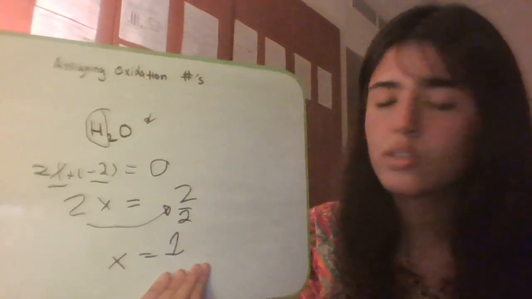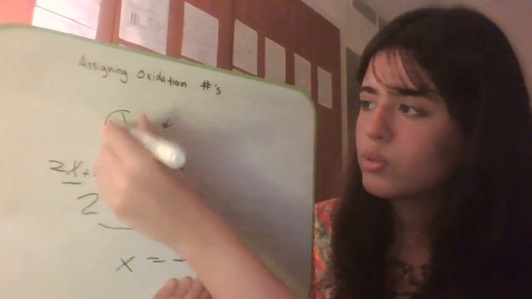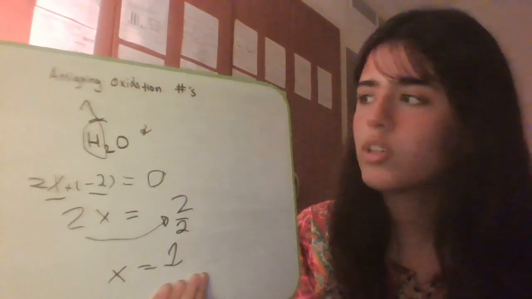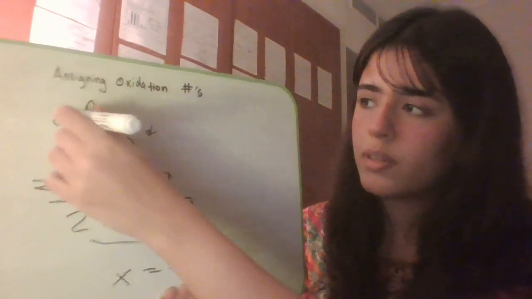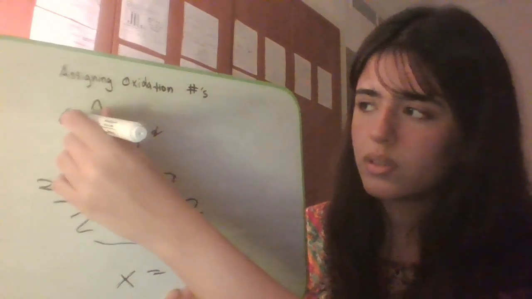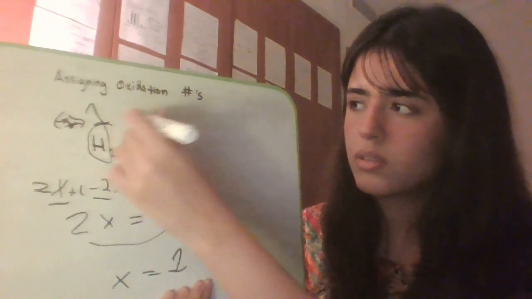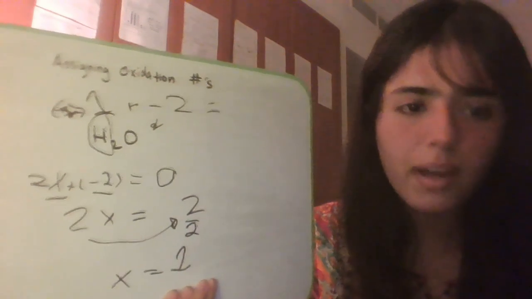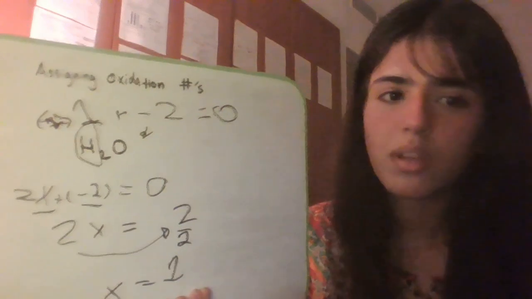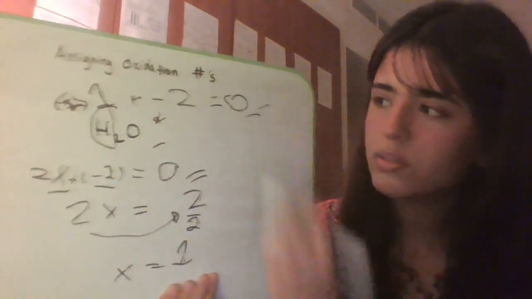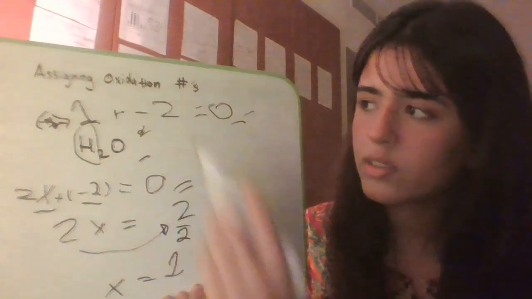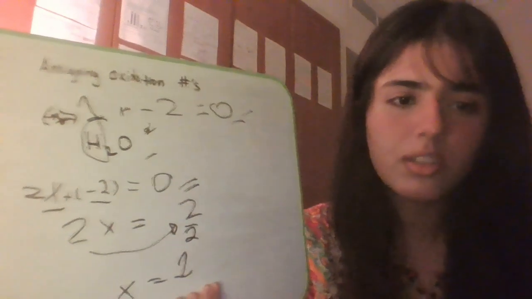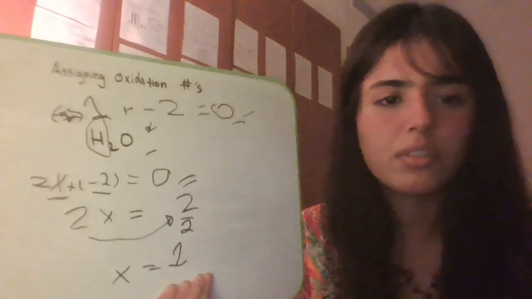Okay, and we can now double check our math. We have 2 hydrogen atoms, each with an oxidation number of 1. Sorry, I keep saying charge. And times that by 2, plus -2. So 2 times 1 is +2, minus 2, we get 0. So our answers match. We found that hydrogen has an oxidation number of 1, and the oxygen has an oxidation number of -2. Okay, so let's move on to another example.